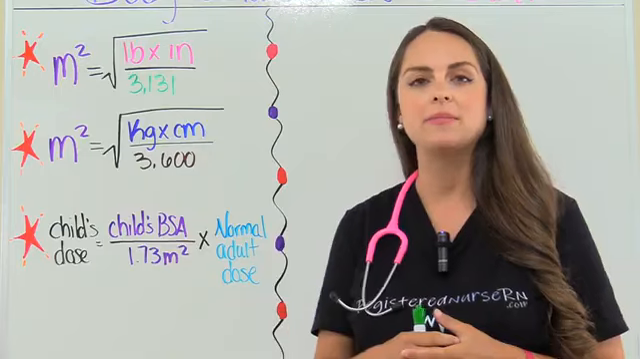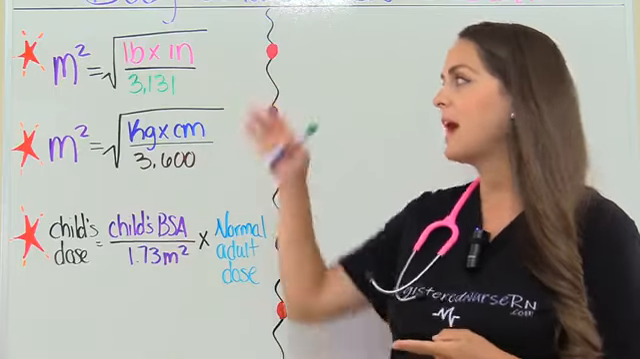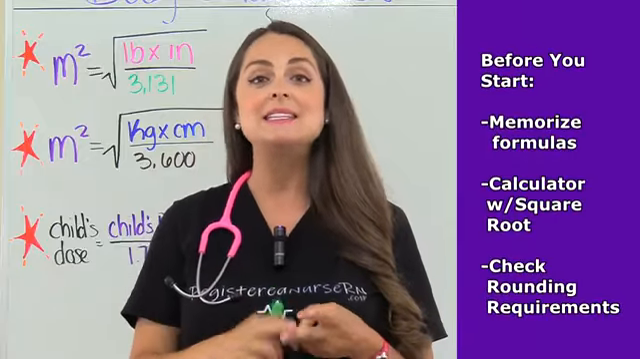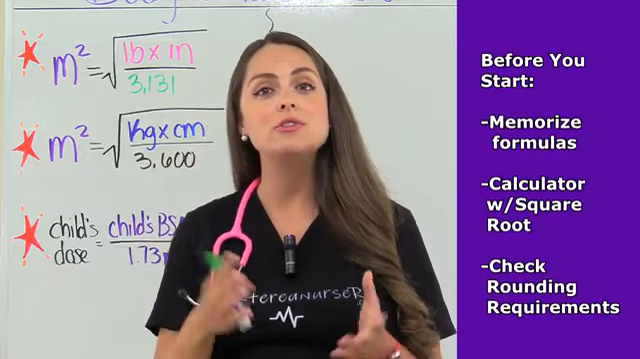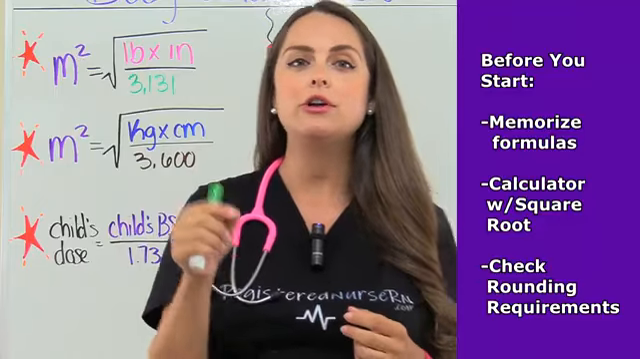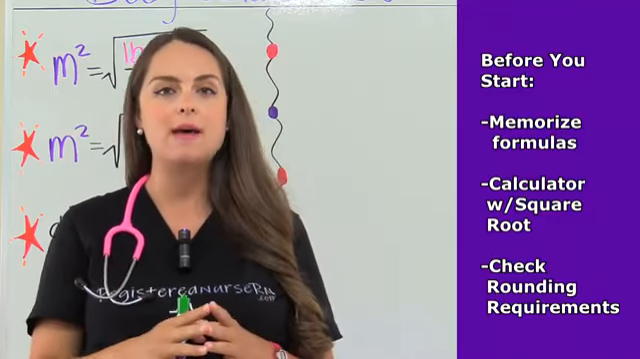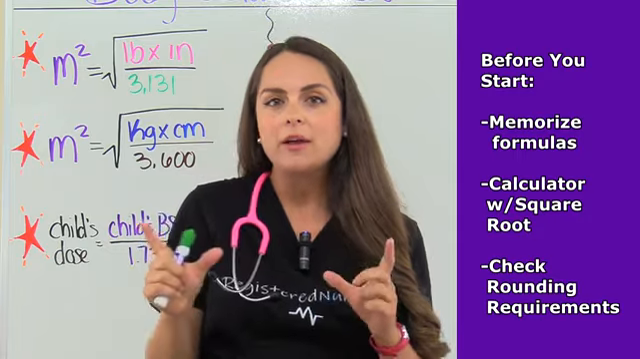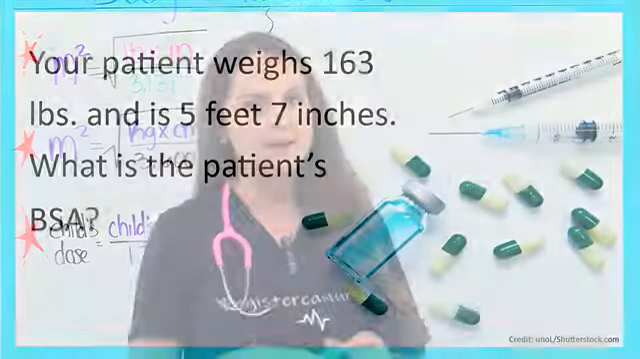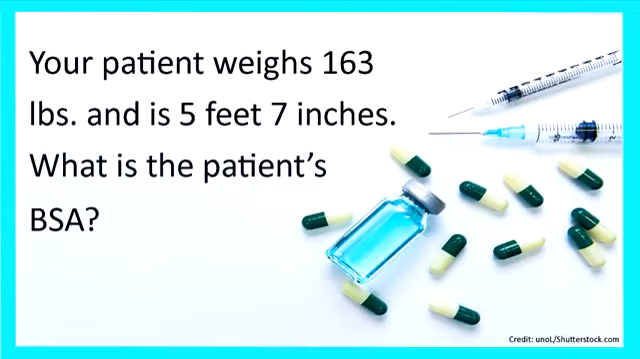Now let's solve some different types of scenarios you may encounter on exams that require you to solve for body surface area. So before you do that, of course, you need to have these formulas memorized because that's the key to solving these problems. Second, you need a calculator that is going to solve the square root of values. And then third, you need to make sure you're following the rounding rules set by your program because they may round a little bit differently than how I will round in this video. So always double check.